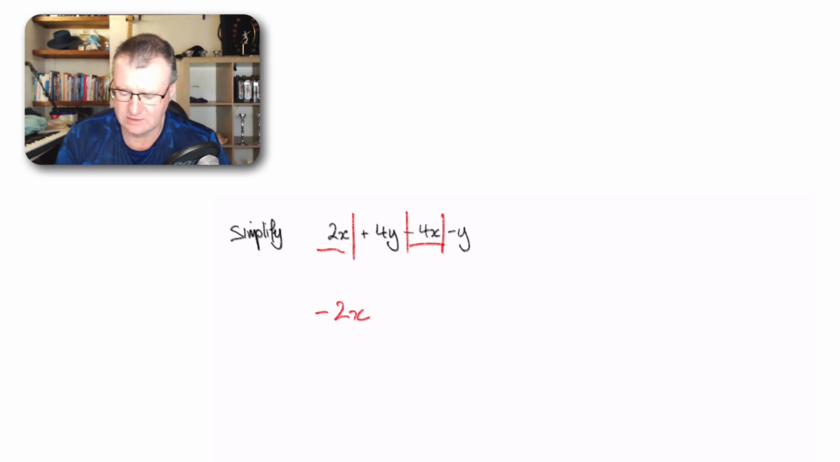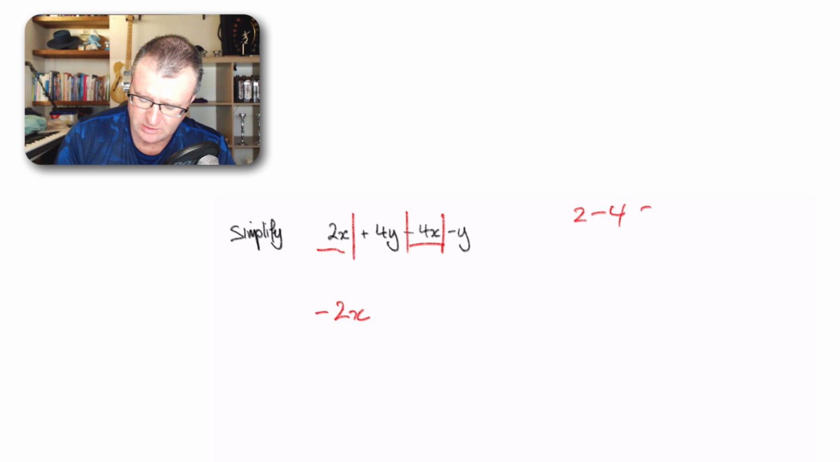And if I'm not sure of that, I could simply do the numbers. 2 minus 4, if I had to put it in my calculator, if I forgot how to do negative numbers, equals minus 2. So the number becomes minus 2, and they are x's.